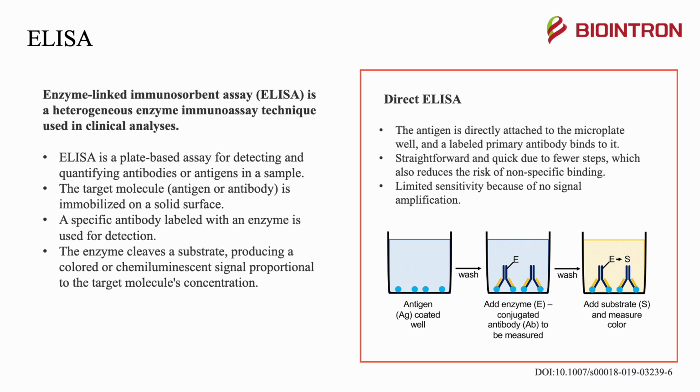In direct ELISA, the antigen is directly attached to the microplate well, and a labeled primary antibody binds to it. This is straightforward and quick due to few steps, which also reduces the risk of nonspecific binding. However, there is limited sensitivity because of no signal amplification.